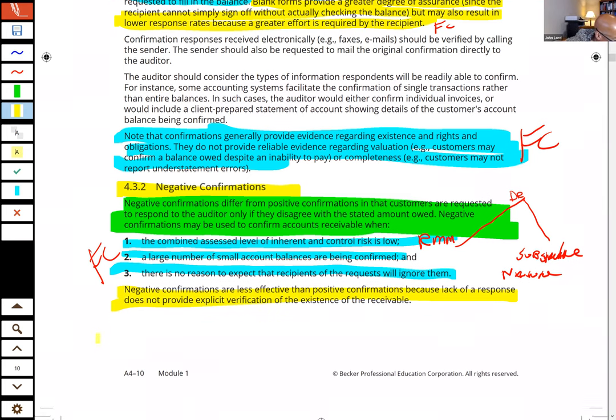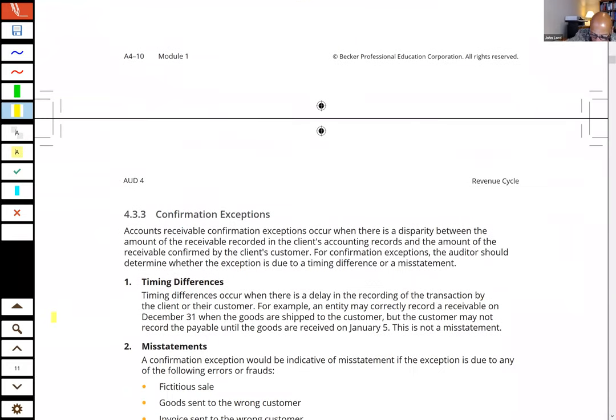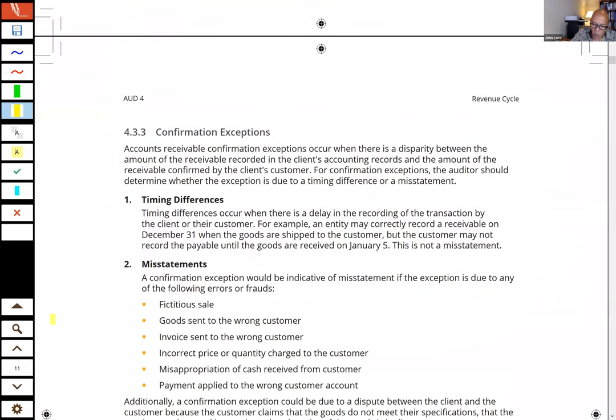Come over. And they give us this annoying timing difference. This annoying timing difference thing, okay? And they say timing difference occurs when there's a delay in the recording of the receivable by the client or their customer. For example, an entity may correctly record the receivable on December 31st when the goods are shipped to the customer, but the customer may not record the payable until the goods are received on January 5th. This is not a misstatement by the seller, I guess.